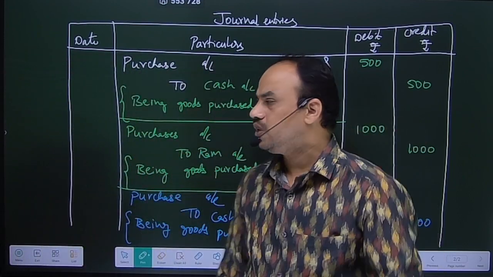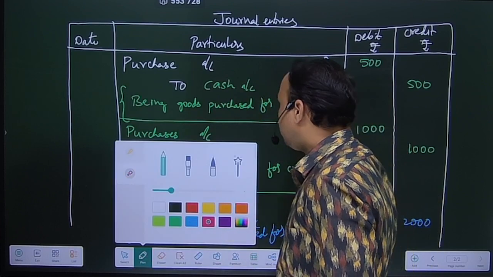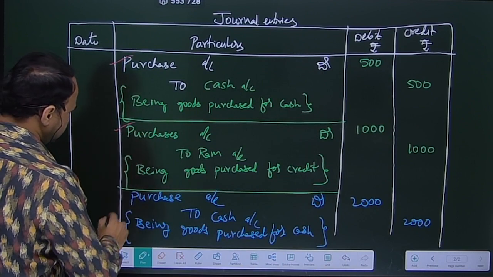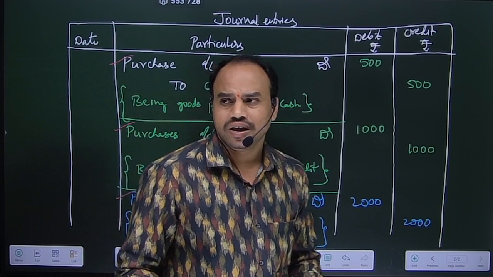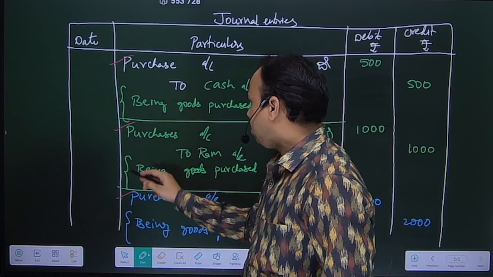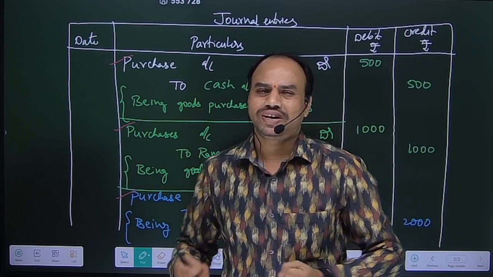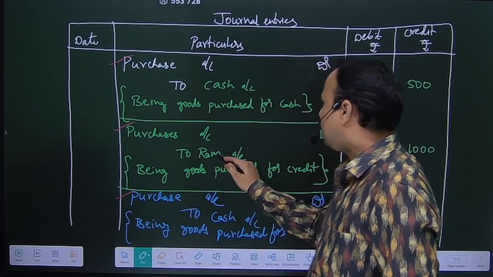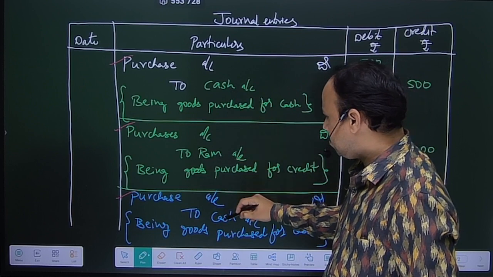If you observe the debit side in the questions, here I wrote purchases, here purchases, here purchases. That means whenever purchases or purchase of goods is given in the question, we write purchases on the debit side. The other aspect: if you purchased goods for cash, cash will come. If you purchased goods for credit, that person's name will come. You see, on the credit side there are only two items: one is cash, the other is a name.